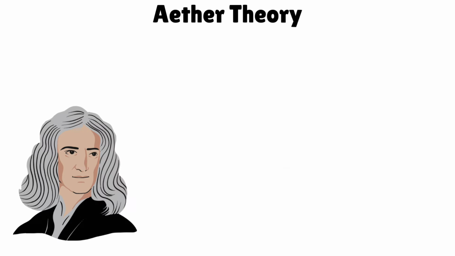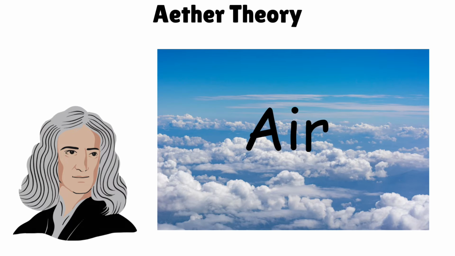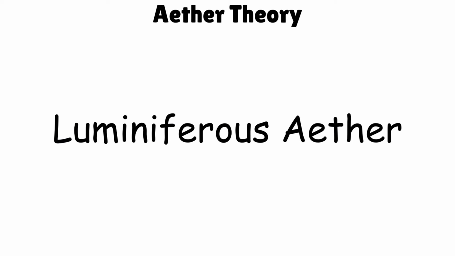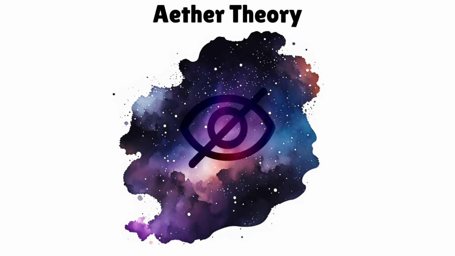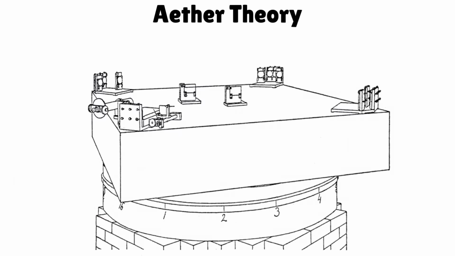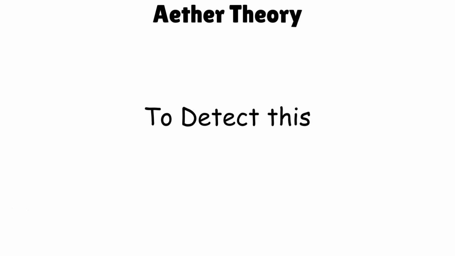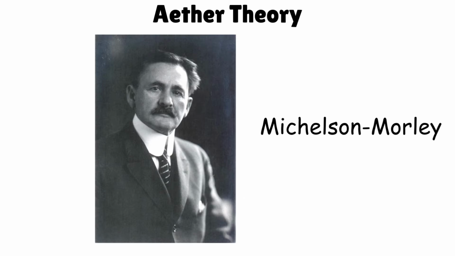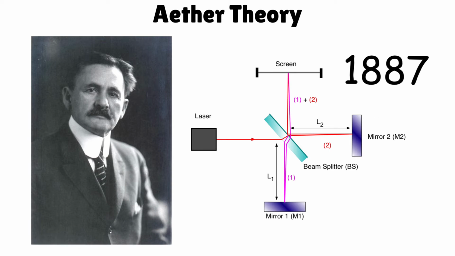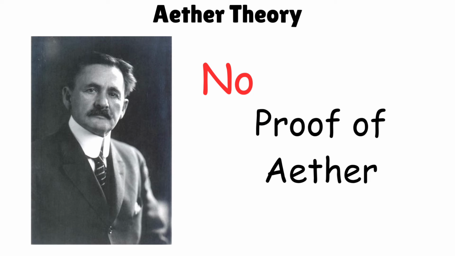Ether theory. In the 1800s, scientists believed light needed something to travel through, just like sound needs air. So they imagined the luminiferous ether, an invisible substance filling space. If ether was real, Earth would be moving through it, creating an ether wind, like a boat sailing through water. To detect this, physicists built experiments, most famously the Michelson-Morley experiment in 1887. But they found nothing. No wind, no shift, no proof of ether.